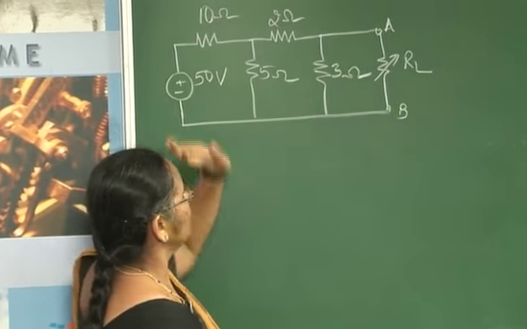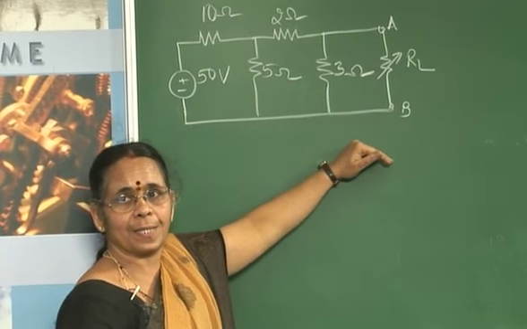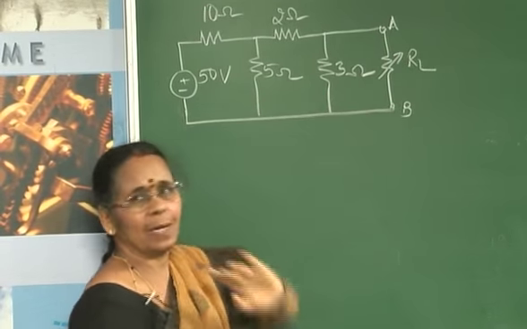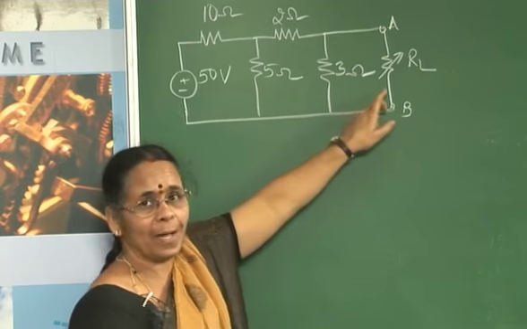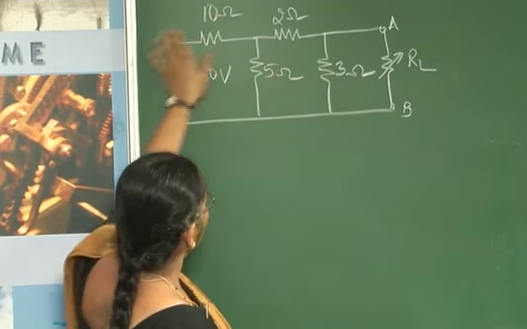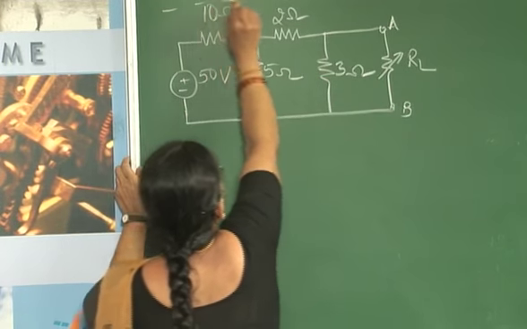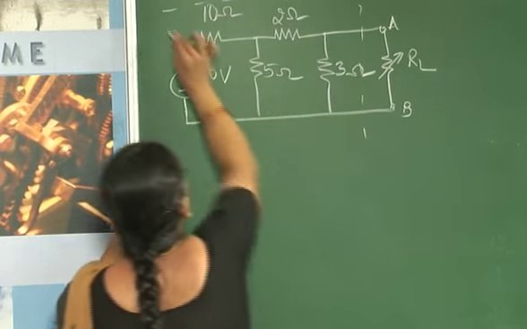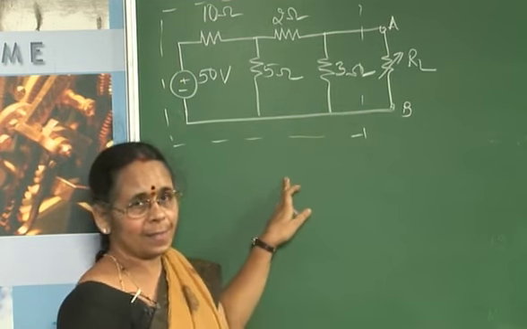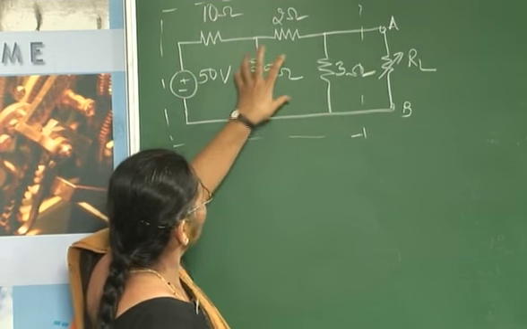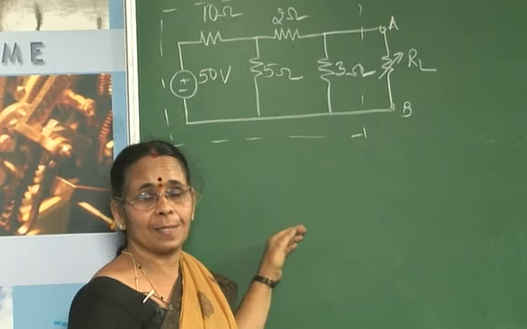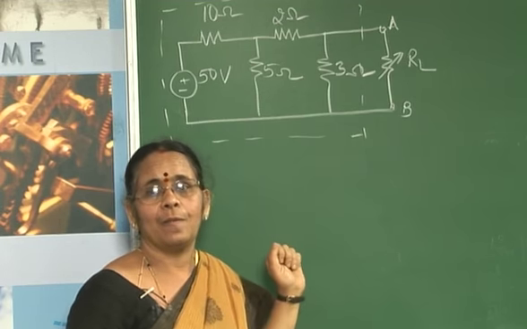In order to solve the problem, the first important step is to replace RL from the circuit, because I have to find the value of RL itself. To find RL, this entire circuit, whatever I have here, should be replaced by a single voltage source in series with a single resistance. Replacing the entire circuit by a single voltage source in series with a single resistance is Thevenin's equivalent circuit.